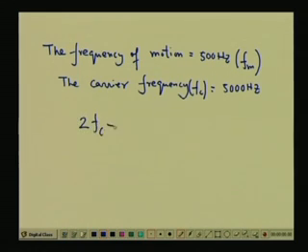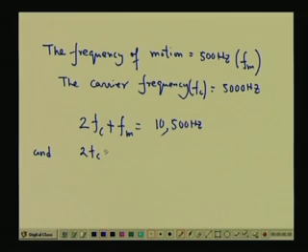The two frequencies are 2fc plus fm, which is 10,500 hertz, and 2fc minus fm, which is 9,500 hertz. Thus, we can say that the frequency range will lie within these particular signals which we have given. Now, this is the problem, I mean part A, we have solved.